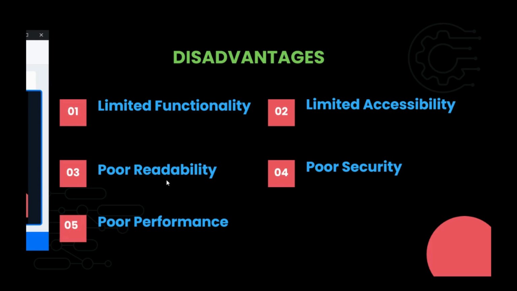Poor code readability. Basic scripting is difficult to read and understand, making it difficult to debug and maintain. Poor security. Basic scripting is less secure than more advanced scripting languages, making it vulnerable to malicious attacks. Poor performance. Basic scripting can be slow and inefficient, resulting in poorer performance.